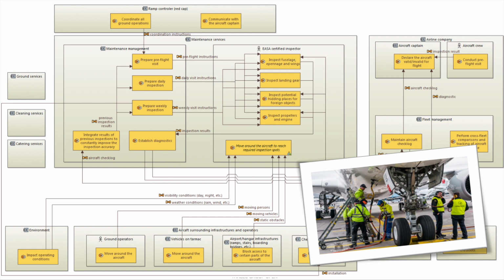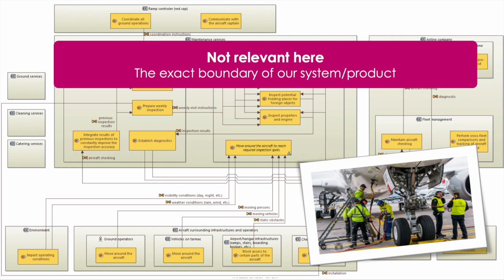The operational need analysis of our product describes the stakeholders and their activities: the maintenance services, the certified inspector, the airline company, the aircraft captain, the infrastructures around the aircraft. We describe what the certified inspector does and show how the surrounding infrastructure constitutes obstacles that can alter the inspection results. Operational need analysis is a great place to conduct value analysis and identify the pains and gains of each stakeholder. What is not relevant here is the exact boundary of our system or product. We shouldn't see a box representing it.